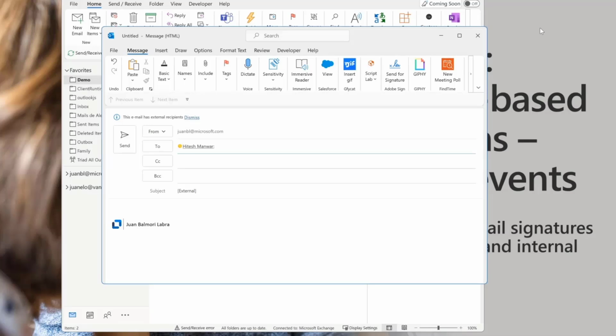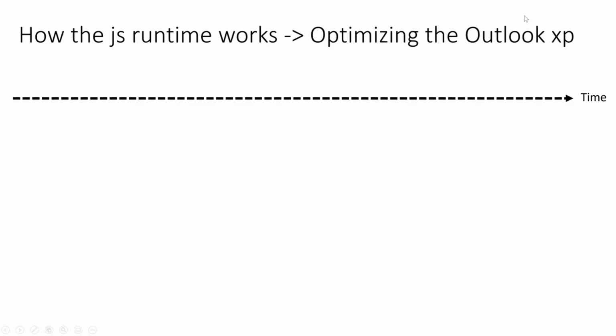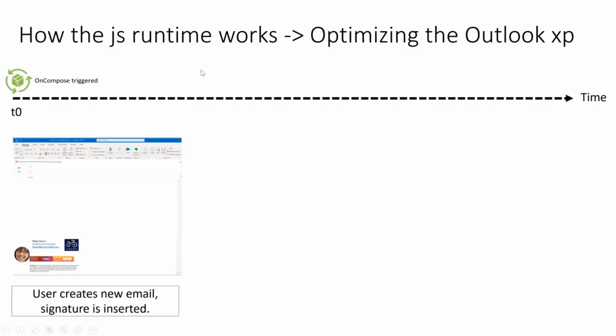Moving on, going back to my deck, as I mentioned previously, I want to share a bit more detail on how the runtime works, because we try to optimize this flow. So basically, this line denotes the time. At T0, when a user creates a new email, the on-compose event gets triggered, and we add, in this case, a signature to the email, or you can imagine other actions, but I'm just going with the signatures example here.